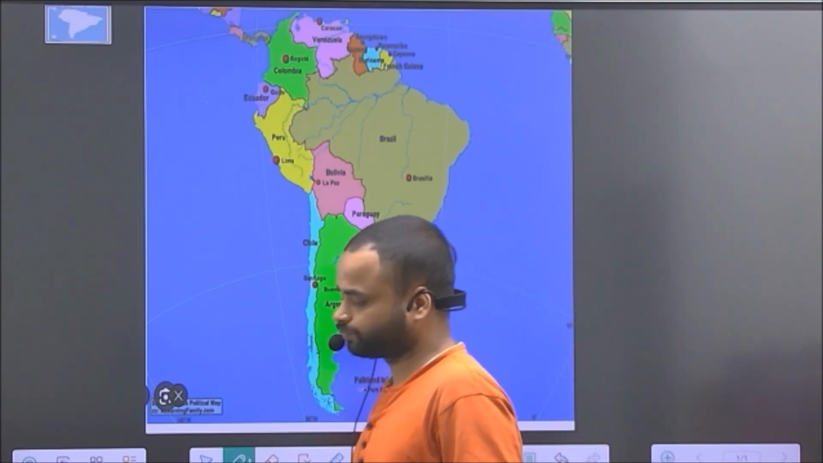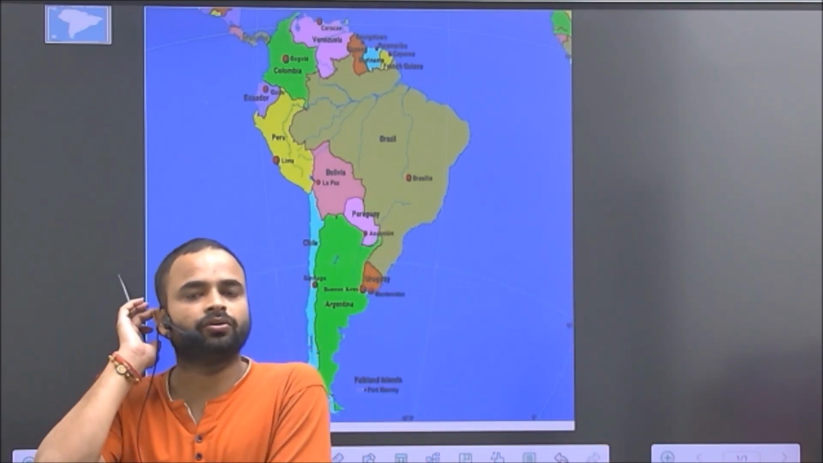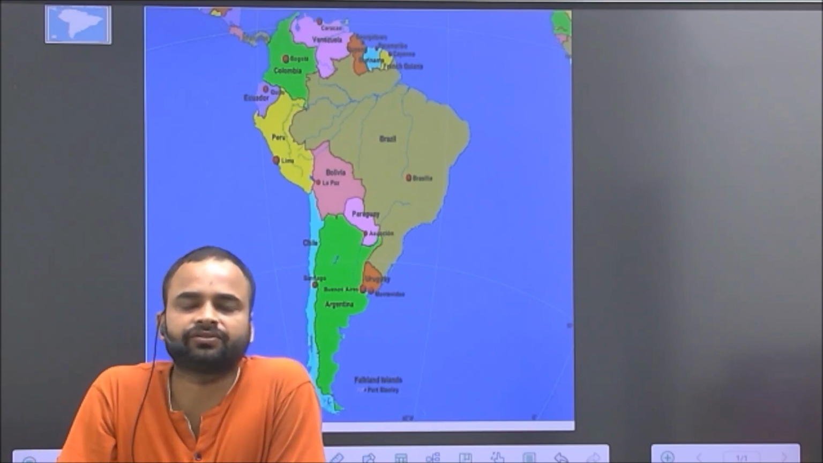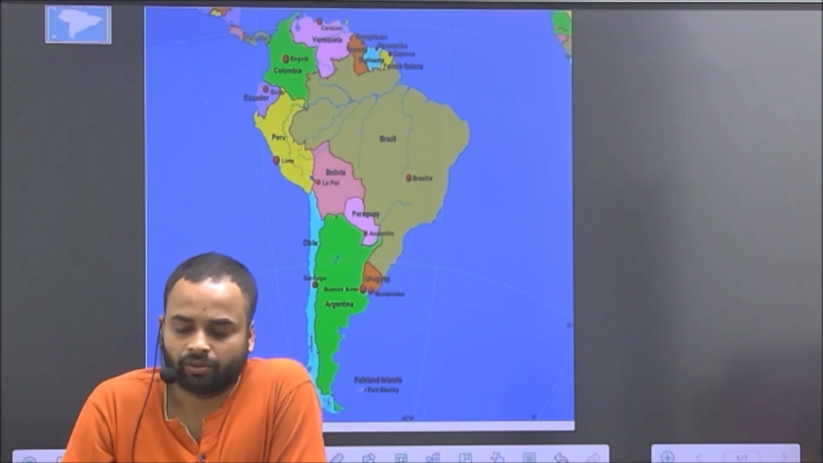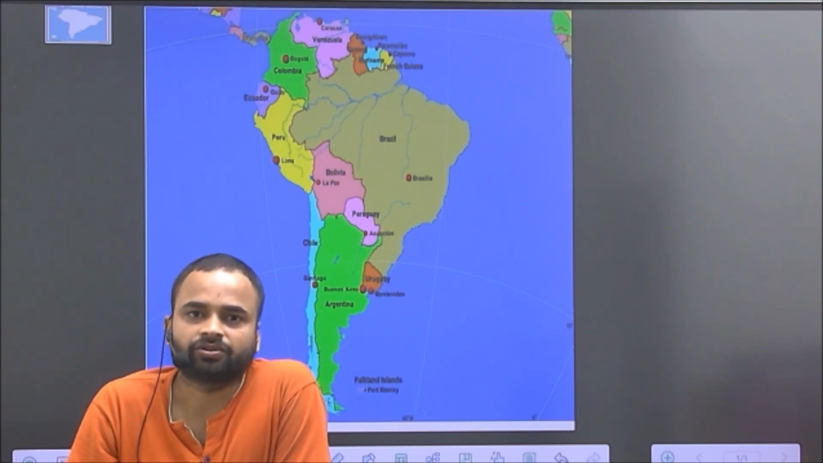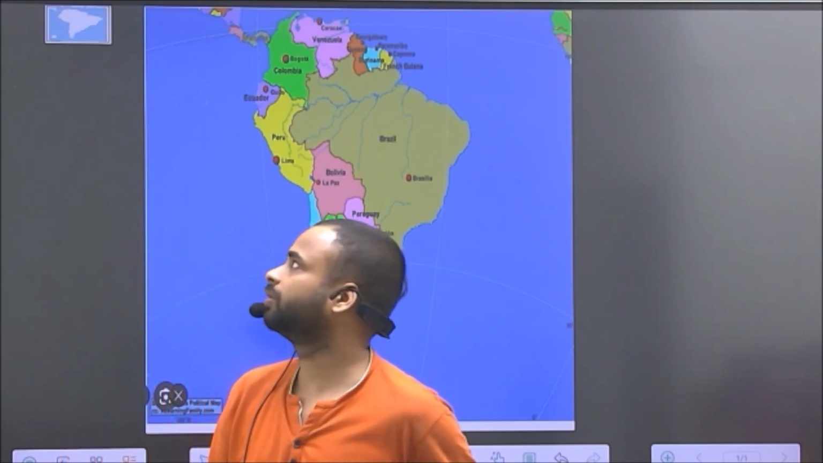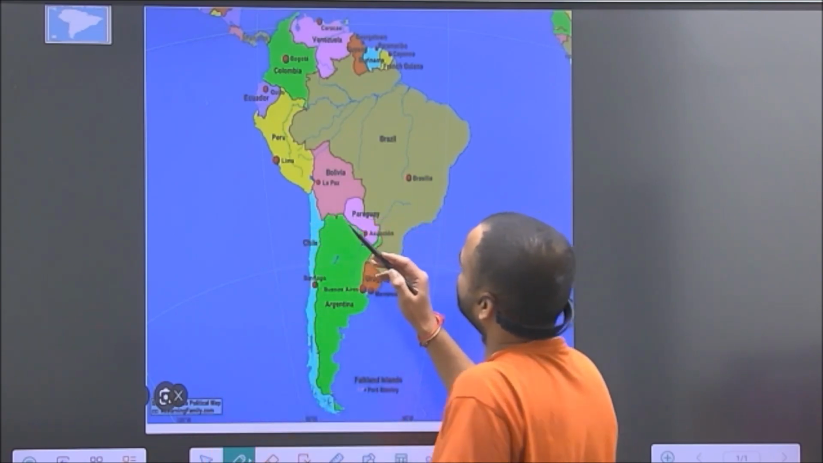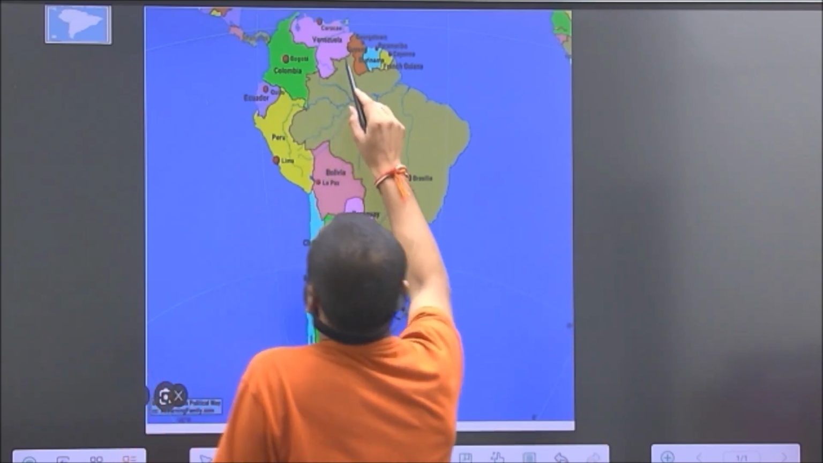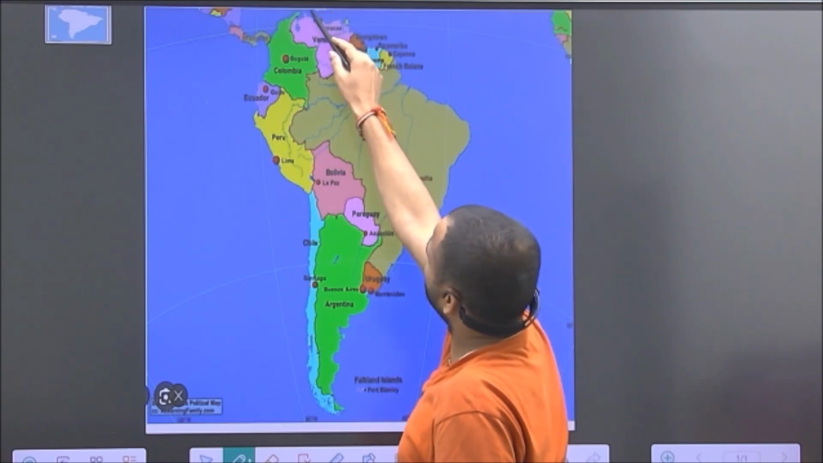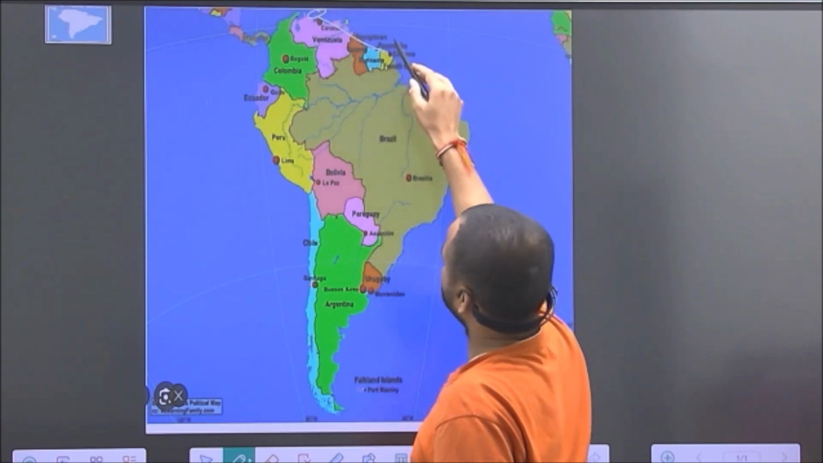So now we will go for the coastal region of South America. What are the gulfs, what are the peninsulas located there? So first of all, here you can see ABC.